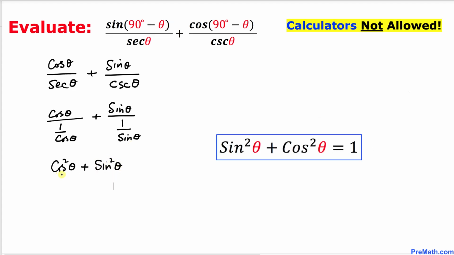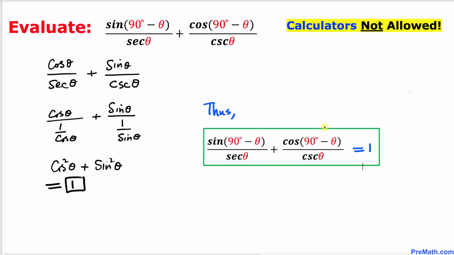Now we can see that cosine square theta plus sine square theta is a famous identity, and that is always equal to 1. So thus cosine square theta plus sine square theta equals 1. So thus our simplified answer turns out to be 1.